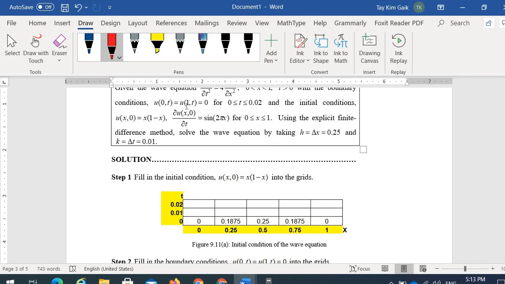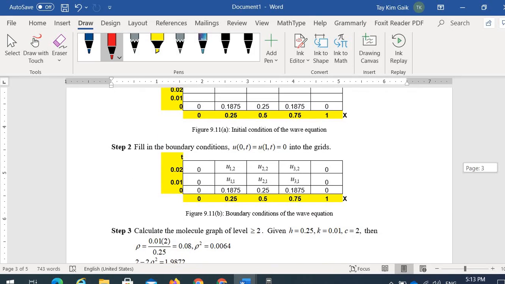And then we fill in the boundary condition. Left boundary, right boundary are 0. So we got 6 values to find. How I label this is U11. Because x we label using the i variable, i starts from 0, 1, 2, 3, 4. Okay, t we use j, j starts from 0, 1, 2. So we call it U i,j.